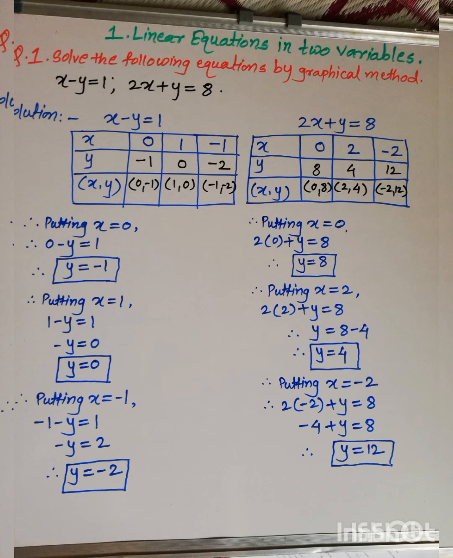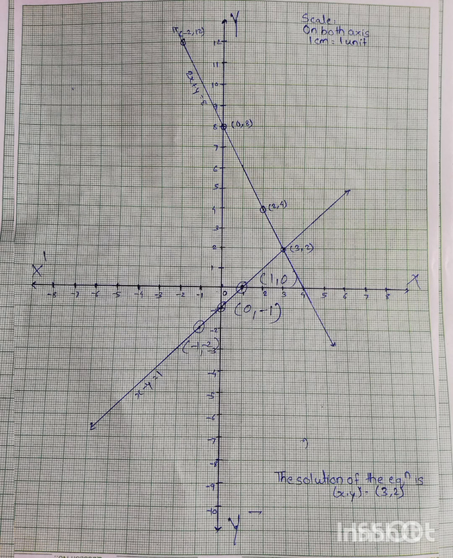These are the coordinates respectively. So on this graph paper, first we will plot the points for the first equation. They are (0, minus 1), (1, 0) and (minus 1, minus 2). Then after plotting these 3 points, we will get 3 collinear points, and through those collinear points we have to pass one single line, and on that line we have to write that particular equation, which is x minus y is equal to 1.